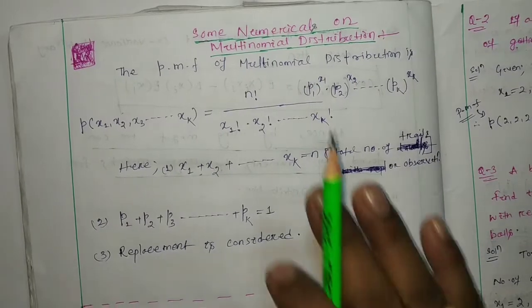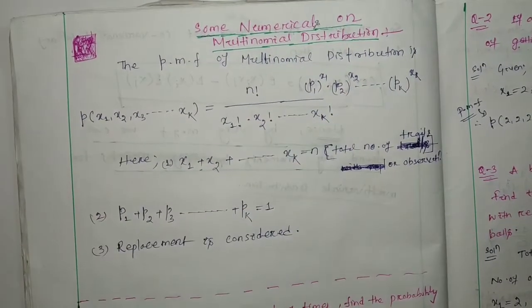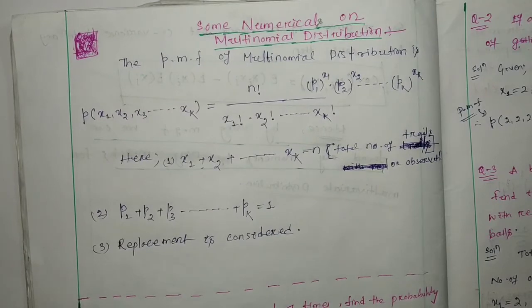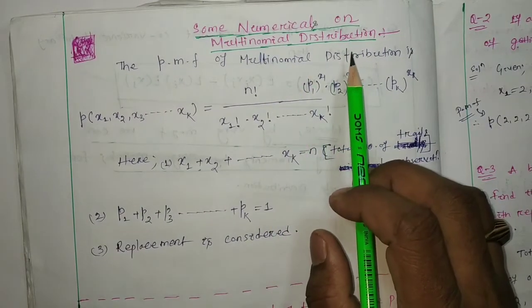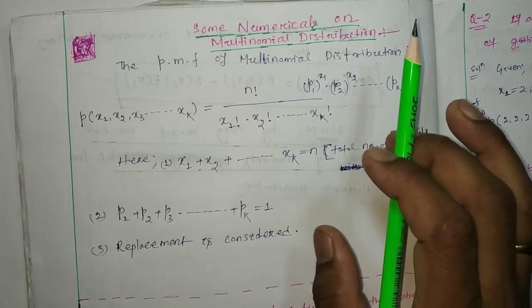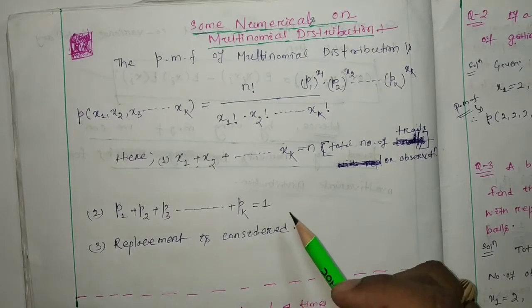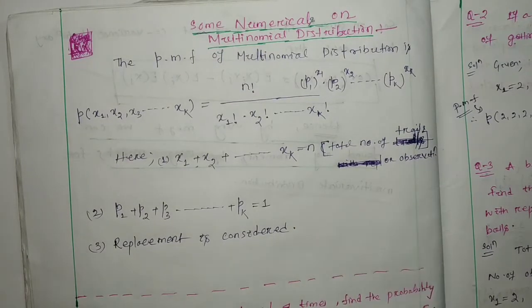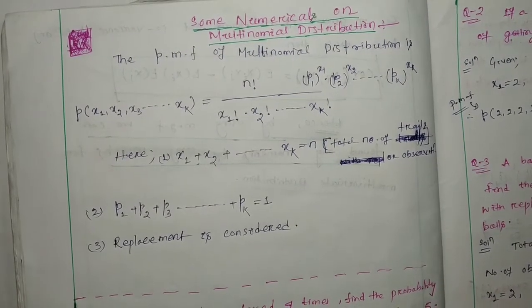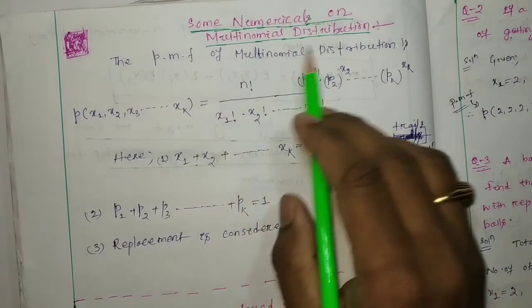I suggest to all of you that whatever we have discussed in our last two classes regarding multinomial distribution, you write down the notes perfectly, that it will help you at the time of your exam. So in this class we are going to discuss seven numericals based on multinomial distribution.